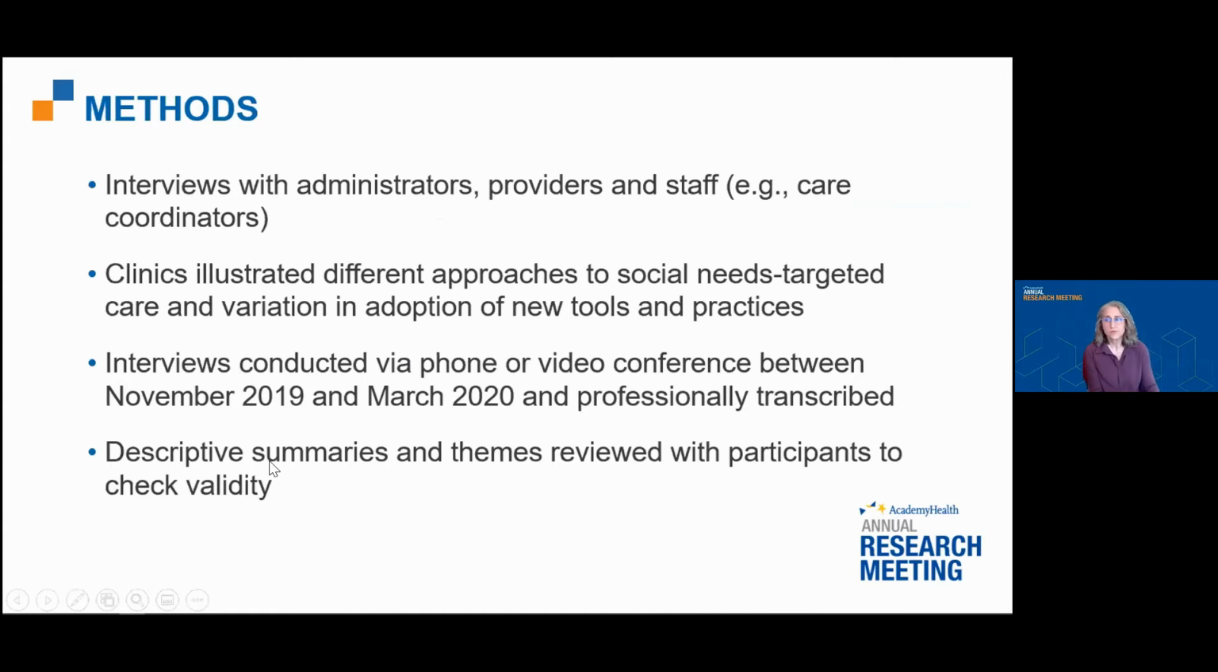So we conducted interviews with administrators, providers, and staff. The clinics that we included had variation in the extent of adoption of these new tools and practices and different approaches to social needs targeted care. And we conducted these interviews between November 2019 and March 2020.